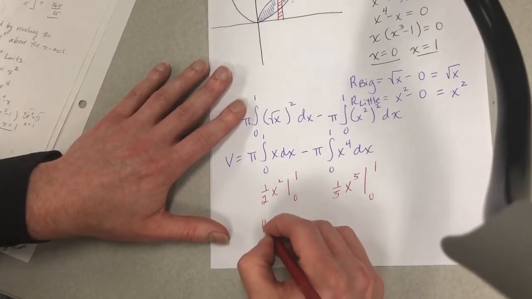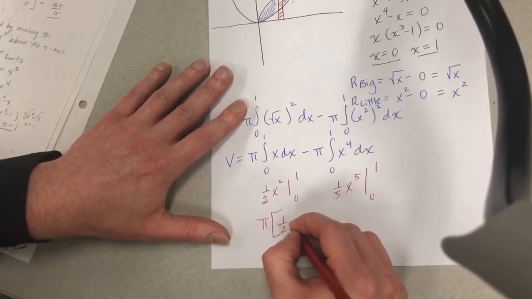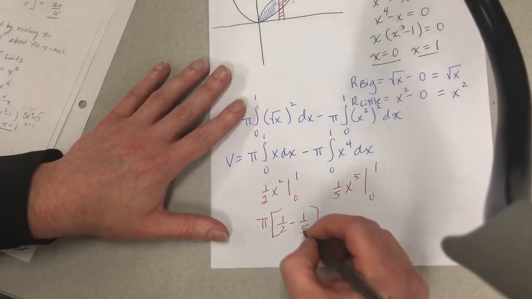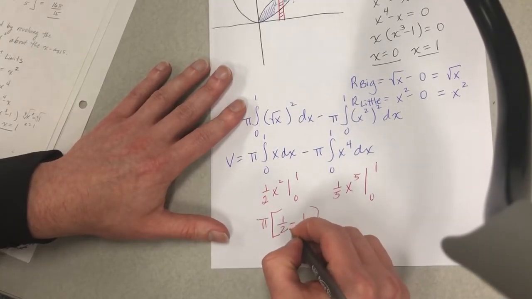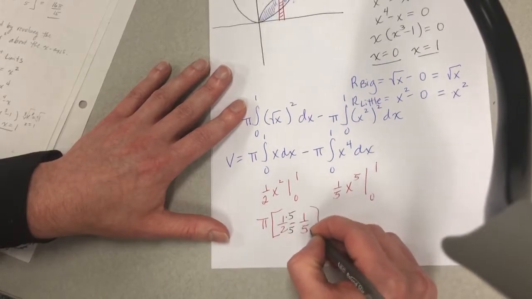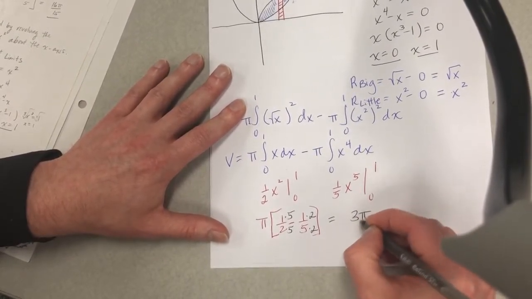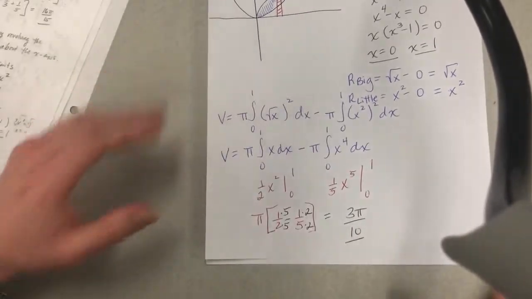So we'll end up getting pi times 1/2 minus 1/5. Getting a common denominator. Common denominator is going to be 10. So this one's missing a 5. So it should come out to be 3 pi over 10. Okay?